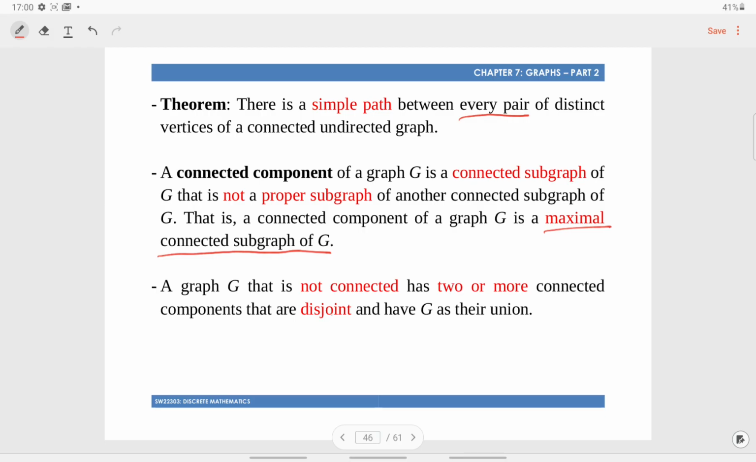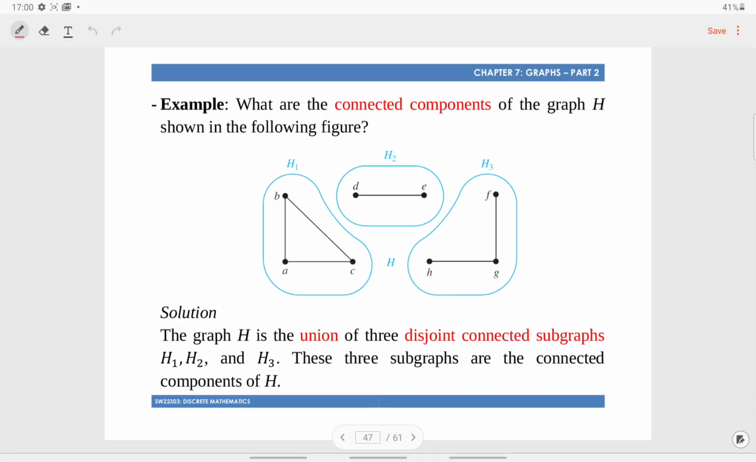A graph G that is not connected has two or more connected components that are disjoint and have G as their union. That means there are two or more connected components, and these components are disjoint. There is no common vertex or common edge in these components. When we combine these components together, we get the original graph G as their union. So this is the example.